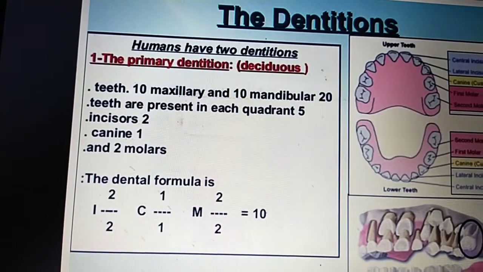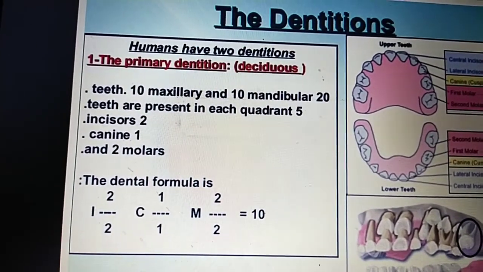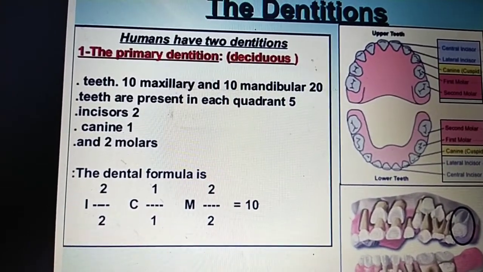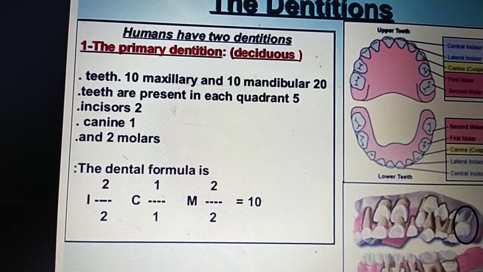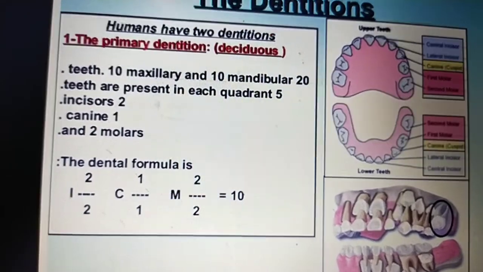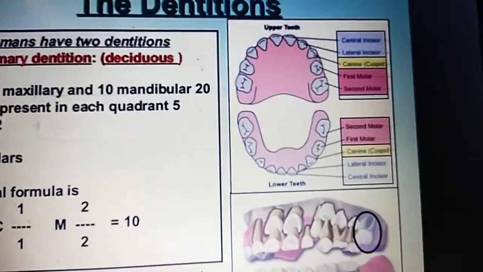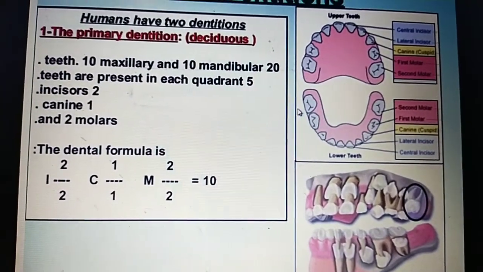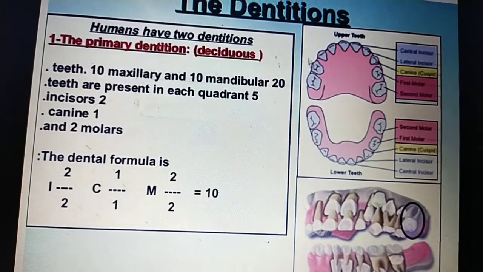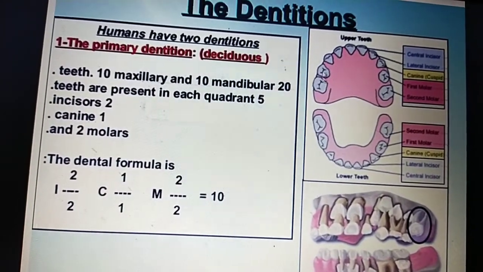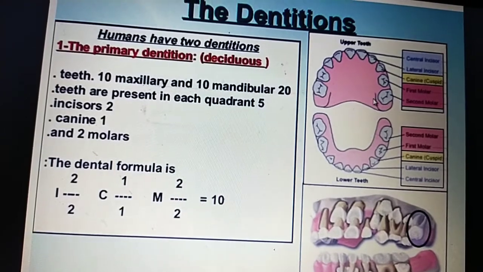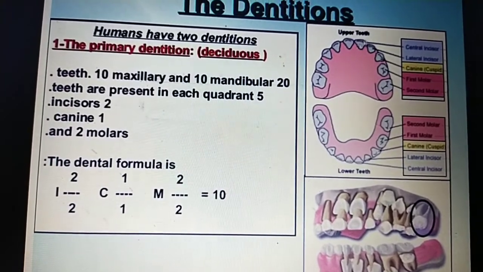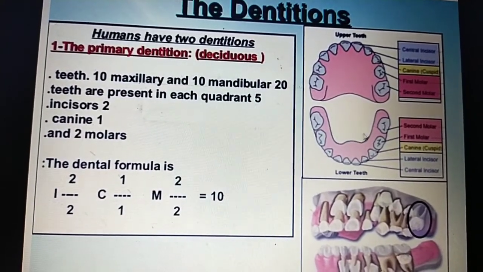Humans have two types of dentitions. One is primary dentition, another one is permanent dentition. In primary dentition, the teeth are 10 maxillary and 10 mandibular. Our teeth are arranged in two arches. One is maxillary, the upper arch. The other is the mandible, where the lower teeth are arranged.